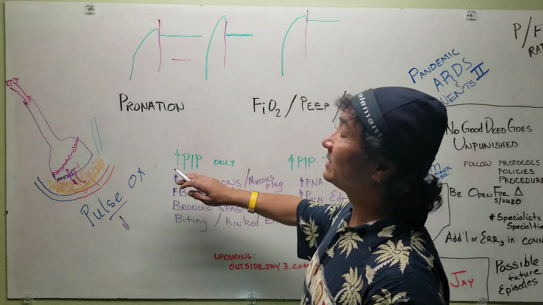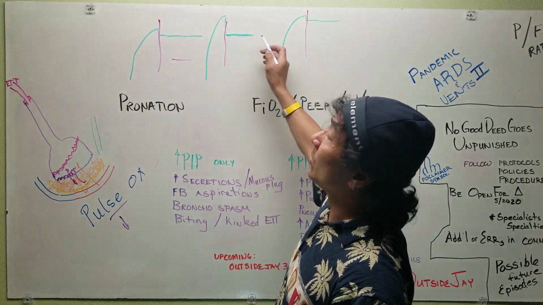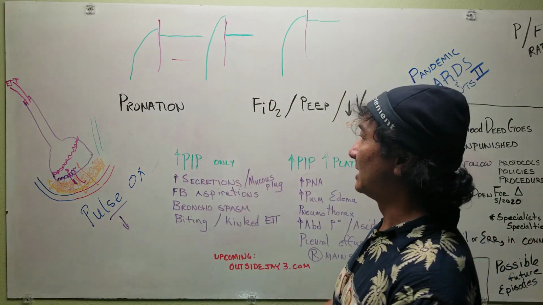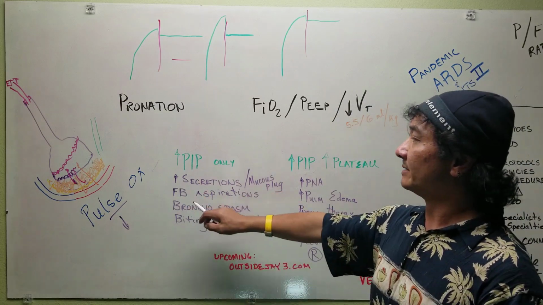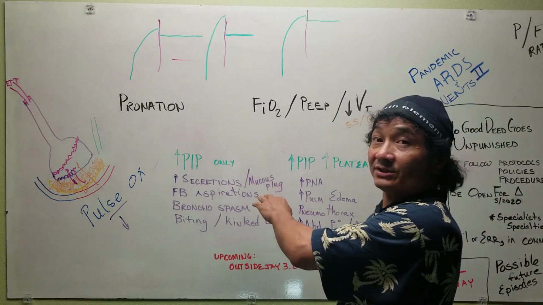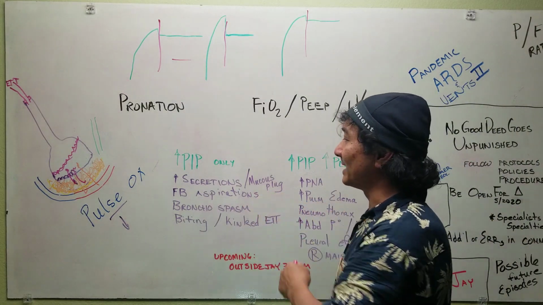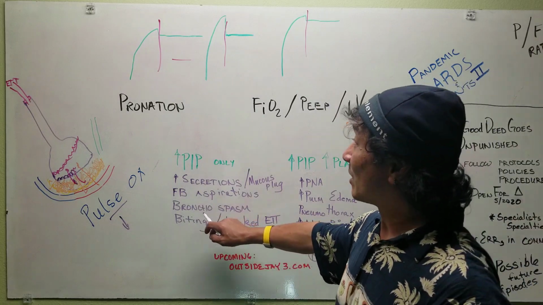If I only have an increase in PIP, but no increase in plateau pressure, it's usually going to be either secretions or a mucus plug. It's going to be foreign body aspirations. That's why we put in that NG tube yesterday on my last episode. And then it might be bronchospasms.